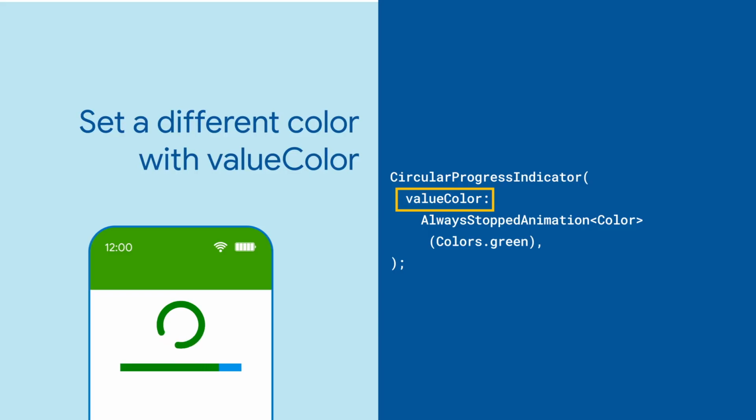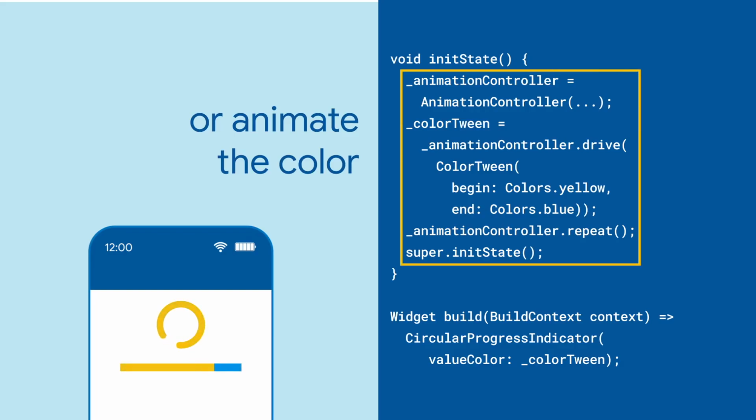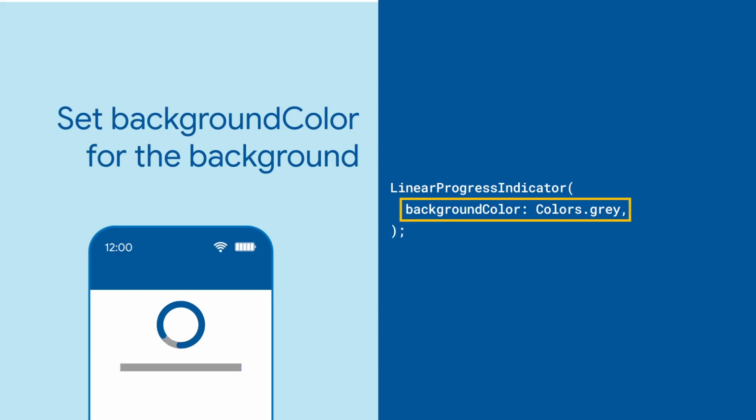This value can be animated, so if you just want a single color, use AlwaysStoppedAnimation. But you can achieve some really neat effects by passing in color animations, or by setting the backgroundColor parameter for a secondary color that your progress indicator will fill on completion.